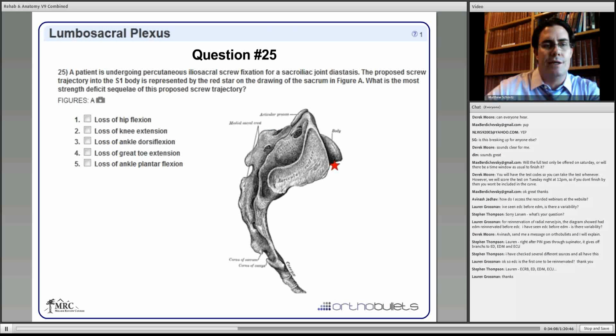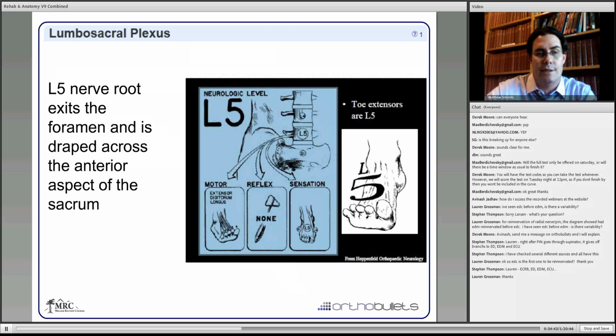Patient is undergoing percutaneous iliosacral screw fixation for a sacroiliac joint diastasis. The proposed screw trajectory into the S1 body is represented by the red star on the drawing of the sacrum in figure A. What is the most likely neurologic sequelae of the proposed screw trajectory? What they're showing here with this red star is that you're going to violate the anterior aspect of the sacrum. So if you were going to pick a path that allows you to come out the anterior aspect of your sacrum, A, what's at risk? B, what are you going to pick up on your physical exam? So another one of these two-part questions.